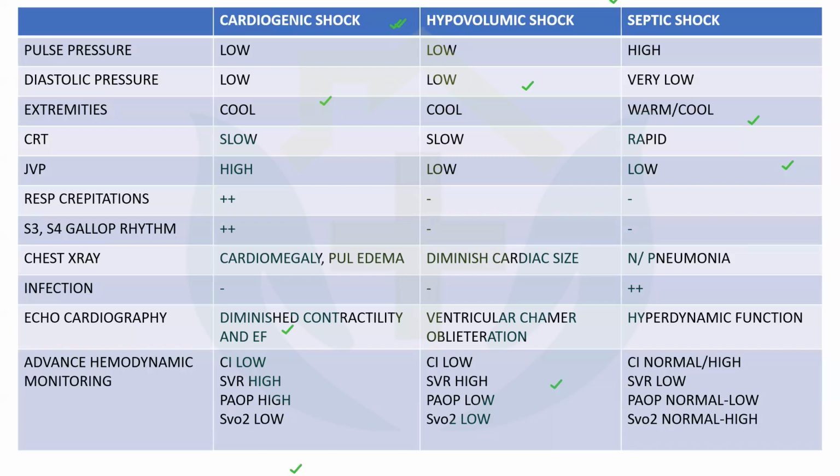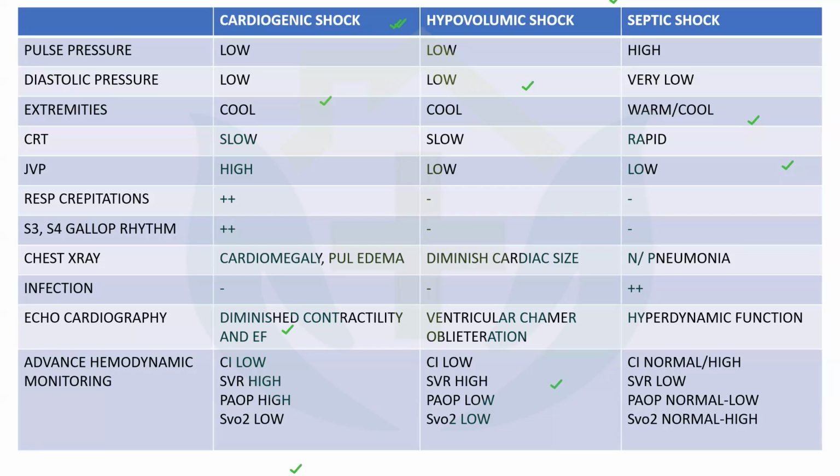Chest X-ray is important; we have to do it in all shock patients to look for pneumonia, pneumothorax, and cardiomegaly. Cardiac size will be diminished in hypovolemic shock. Pulmonary edema can be seen in cardiogenic shock. Chest X-ray will give us good value in the assessment of shock. An infection focus will be present in septic shock.